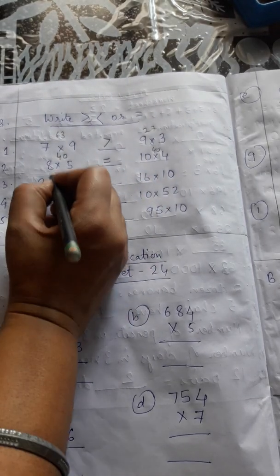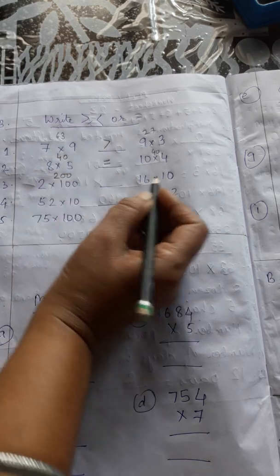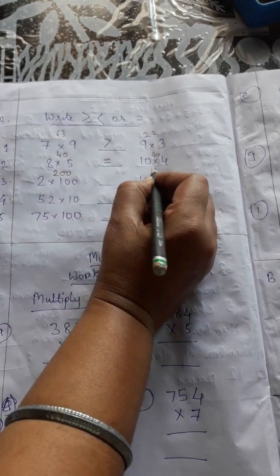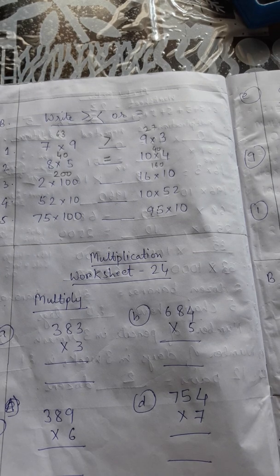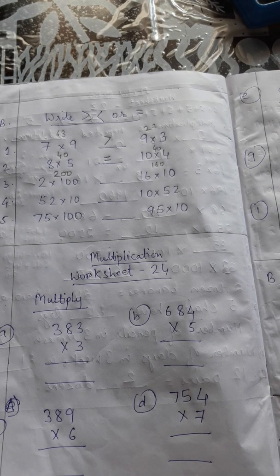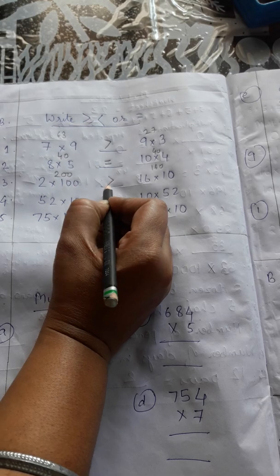Next, 2 into 100 will be 200. Dash, 16 into 10 will be 160. So which is greater? 200 is greater. So put an arrow sign like this.